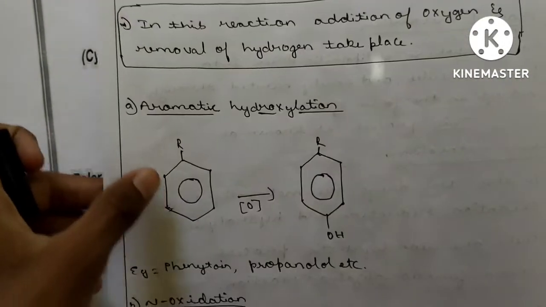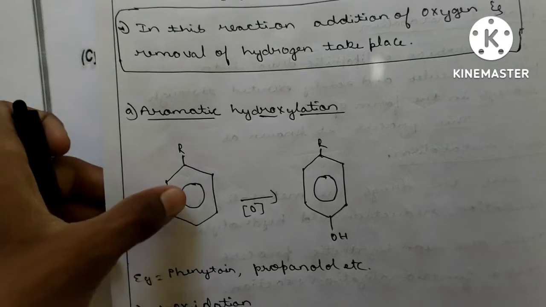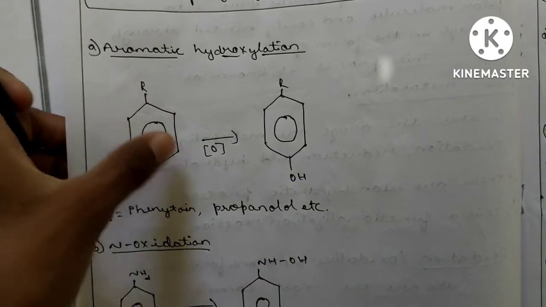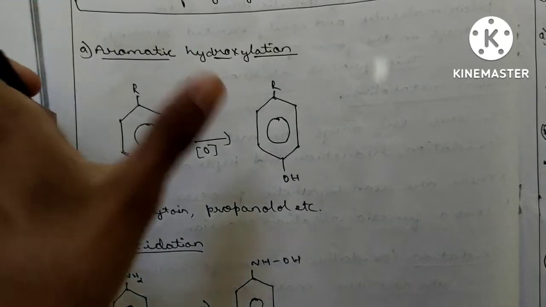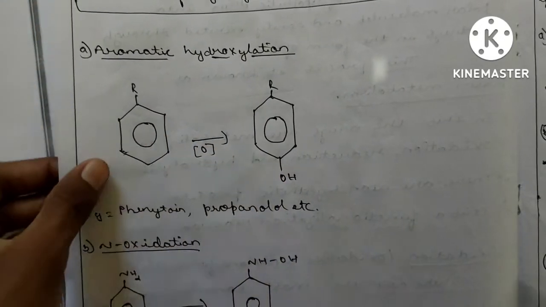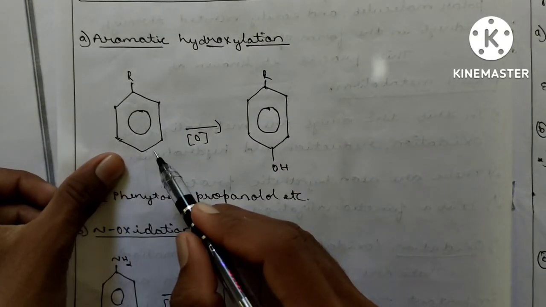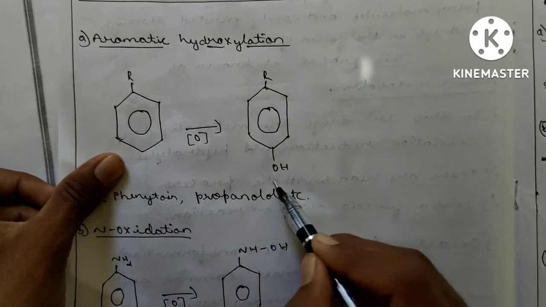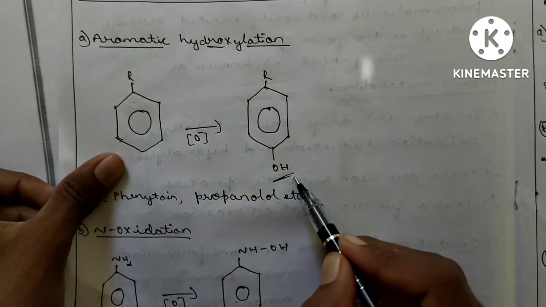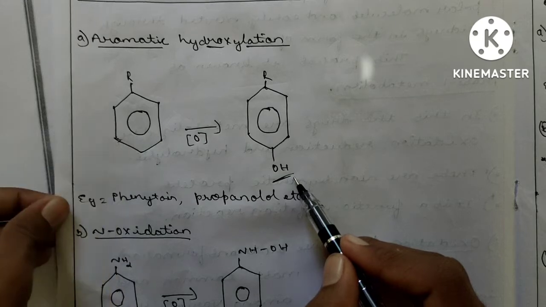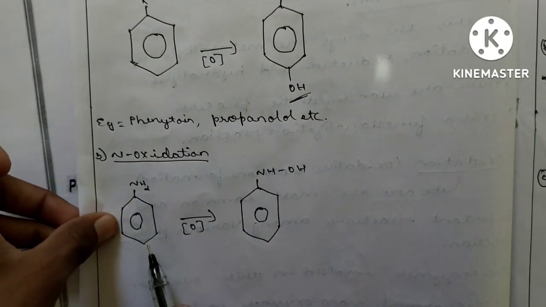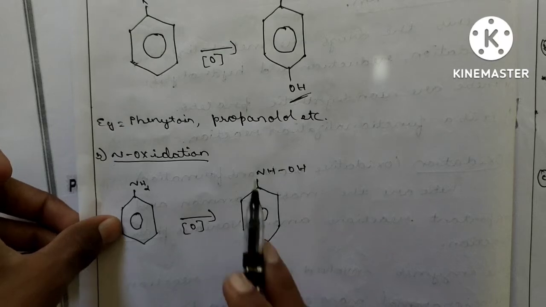See, an example here is aromatic hydroxylation. This one is the aryl, meaning R is connected to a benzene ring, which upon oxidation forms this OH compound. Basically this is lipophilic. When oxidized, you will form the hydrophilic compound. OH is hydrophilic. It can easily be eliminated in the form of urine. Then N oxidation: this is aniline. Aniline upon oxidation forms one more hydrophilic compound.